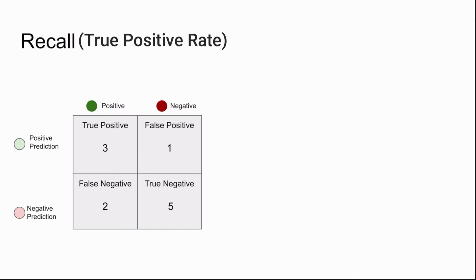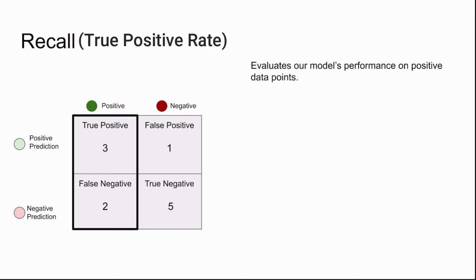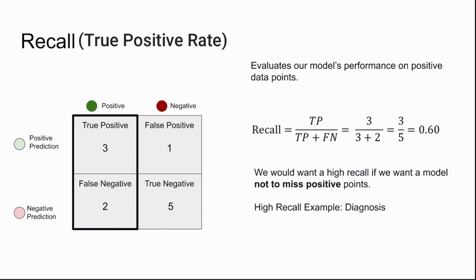We also have recall, and this evaluates our model's performance on positive data points. This is calculated as the number of true positives divided by the total number of positive points, which in this case is 3 over 5, which equals 0.6. We'd want a high recall if we want a model not to miss positive points, i.e. we want a low number of false negatives. In diagnosis, it's important that we have a high recall. For example, if somebody has a certain disease or condition, we need to make sure that we detect those and we don't miss them.